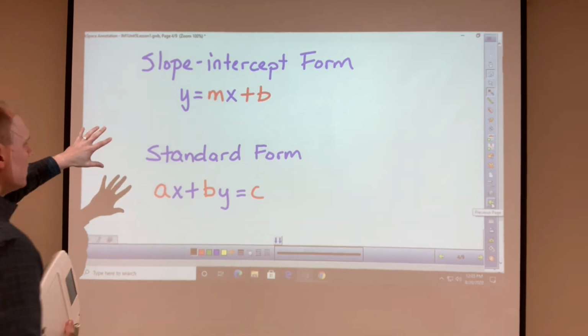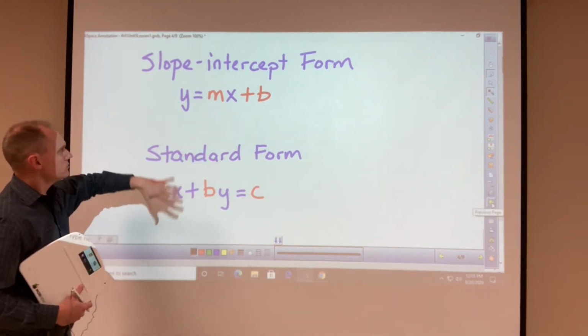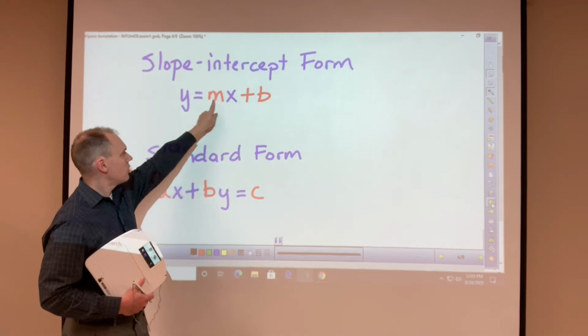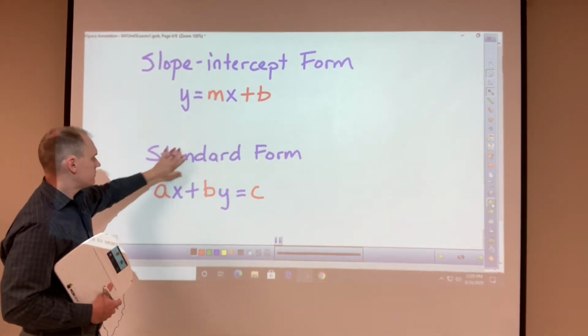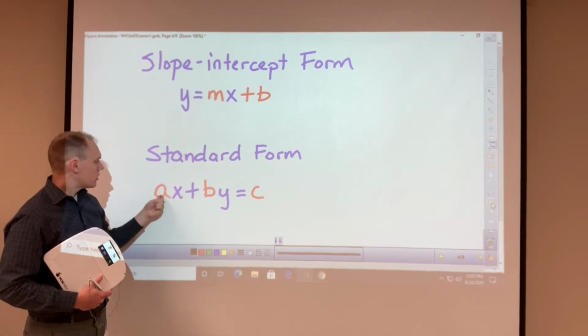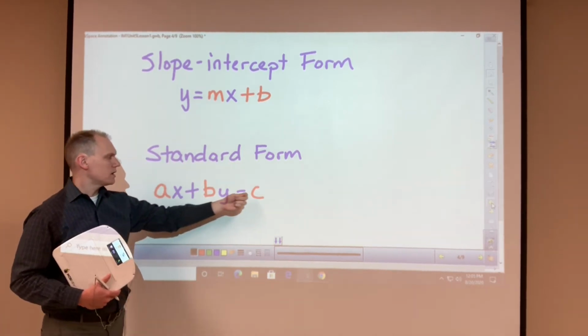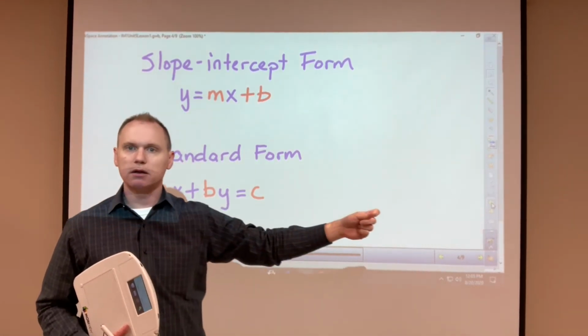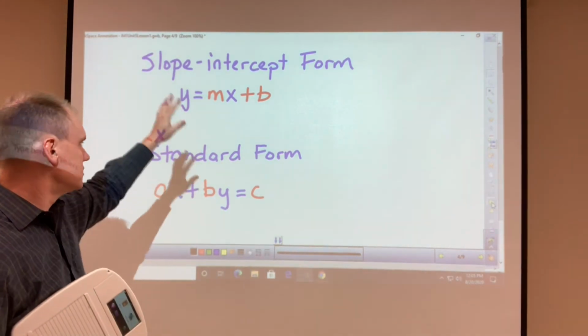Before we do that, again, these are the two forms. We have slope-intercept form, slope and y-intercept, and then standard form, which has three values involved: the coefficient of x, the coefficient of y, and then our constant on the other side. And so you can kind of see the general forms of those.